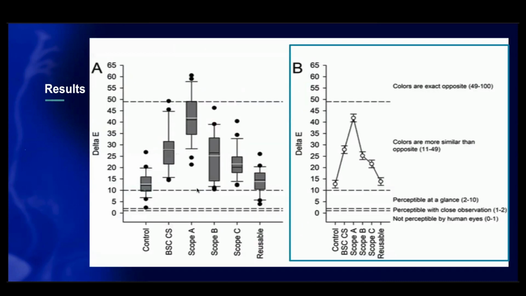So then we summarize this again. You can see here that one of these scopes was pretty bad. Boston Scientific, again, was kind of in the middle. The best was the control, of course, and the reusable scope had the best color checker.